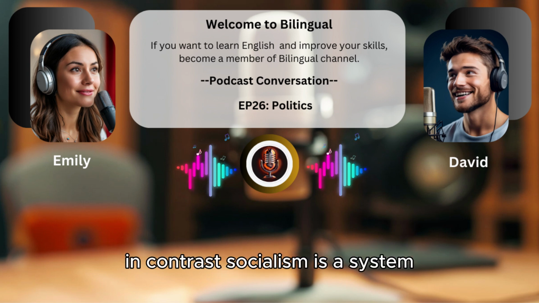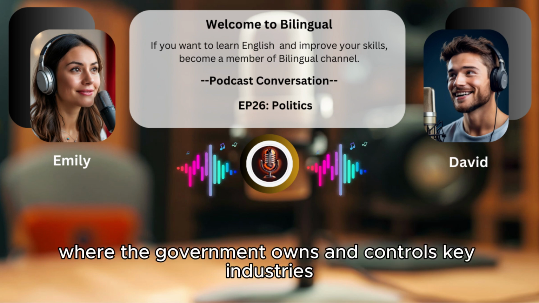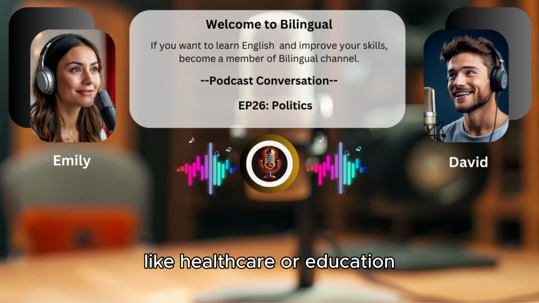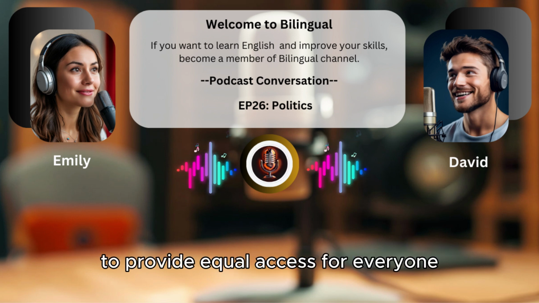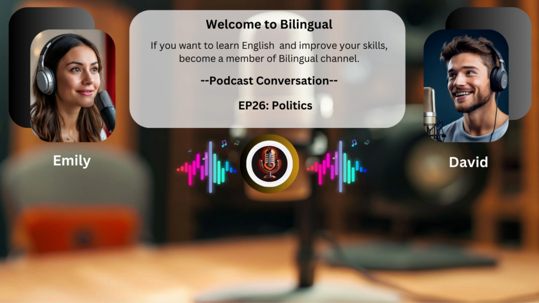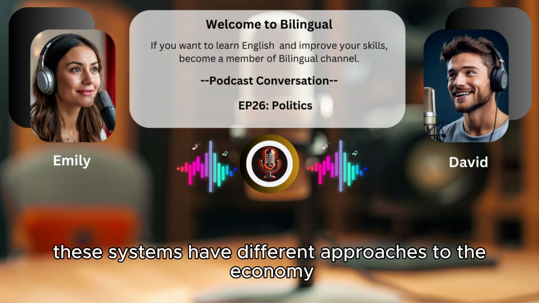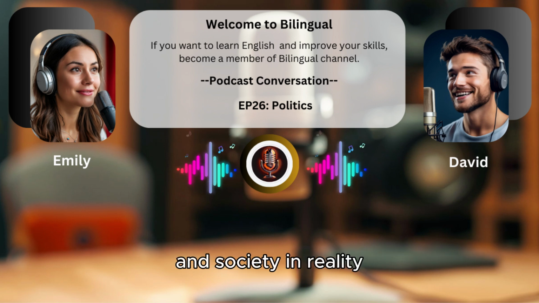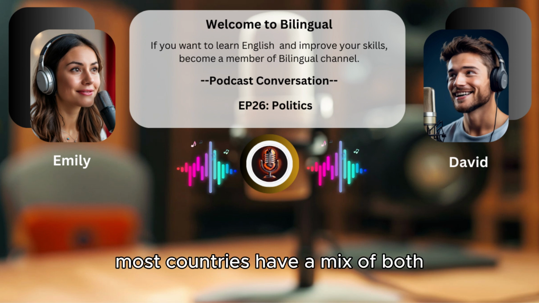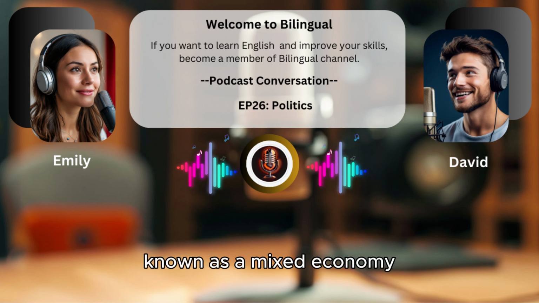In contrast, socialism is a system where the government owns and controls key industries, like healthcare or education, to provide equal access for everyone. The goal of socialism is to reduce inequality. These systems have different approaches to the economy and society. In reality, most countries have a mix of both, known as a mixed economy.